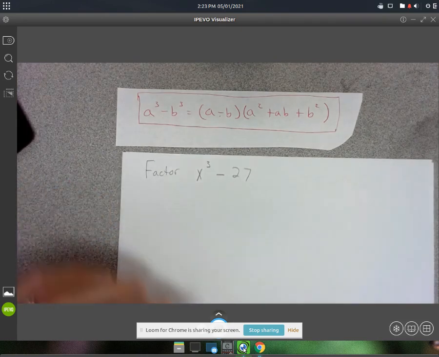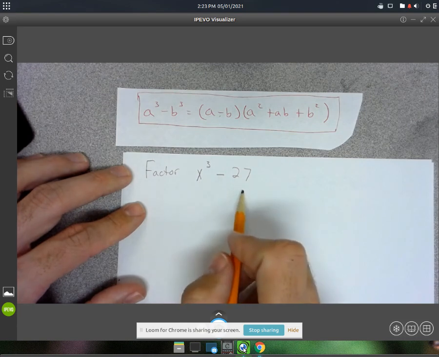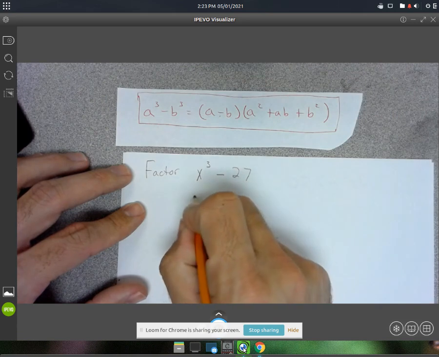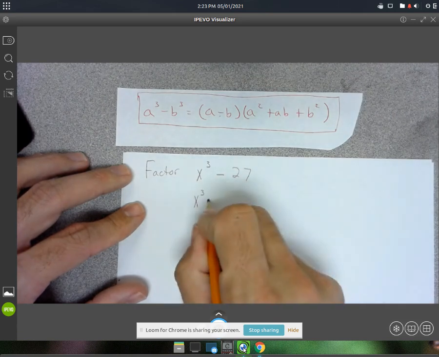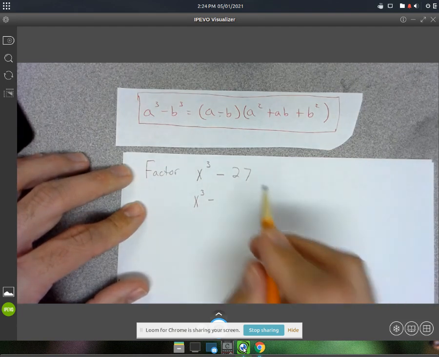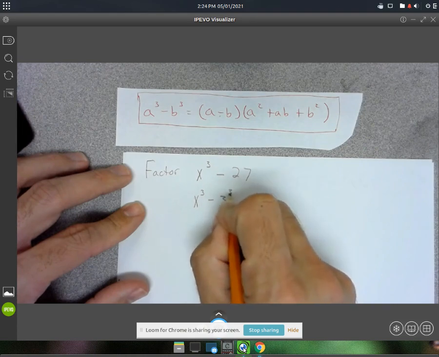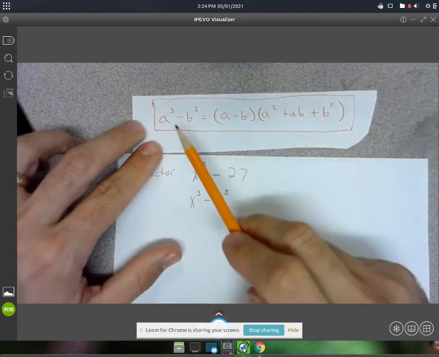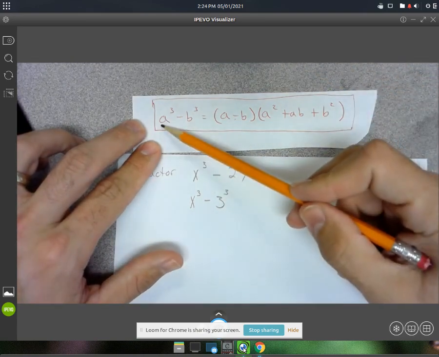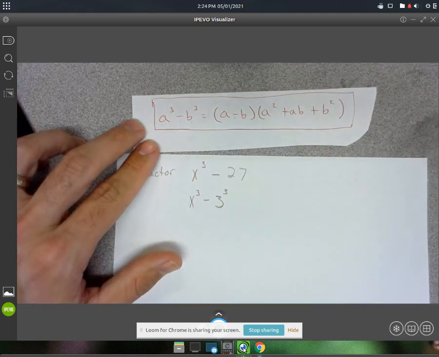Okay, dokie. First thing I want to do is express both of these as something to the third power. So here, it's already done for me. That's just x to the third. The 27 is the same as 3 to the third power. We're wanting to do that so that way it matches our original setup. We have to have something to the third power minus something to the third power in order to apply the difference of cubes formula.